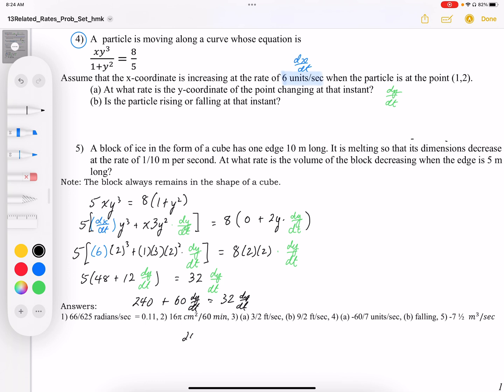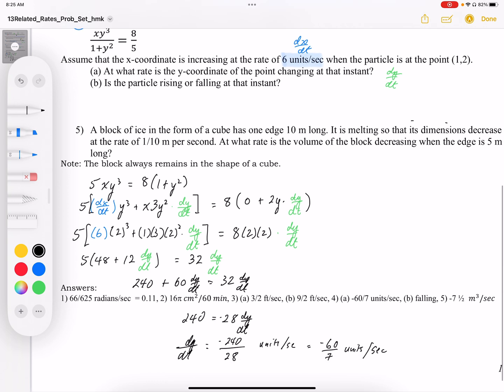And then solving for dy by dt, I'm going to subtract 60 dy by dt from both sides. So negative 28 dy by dt. So dy by dt works out to be 240 divided by negative 28, so negative 240 over 28 units per second, which simplifies. I can divide by a factor of 4. So I end up with negative 60 over 7 units per second. And the reason we know that this is falling is because it is negative 60 over 7 y units per second.